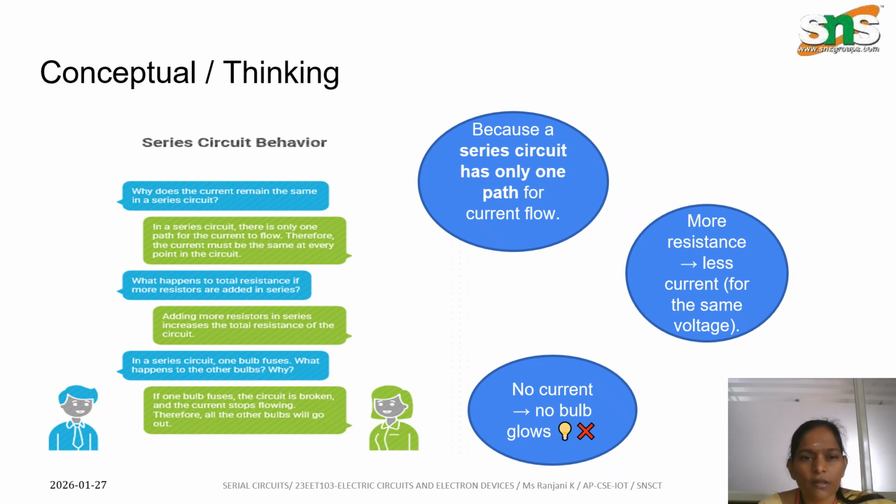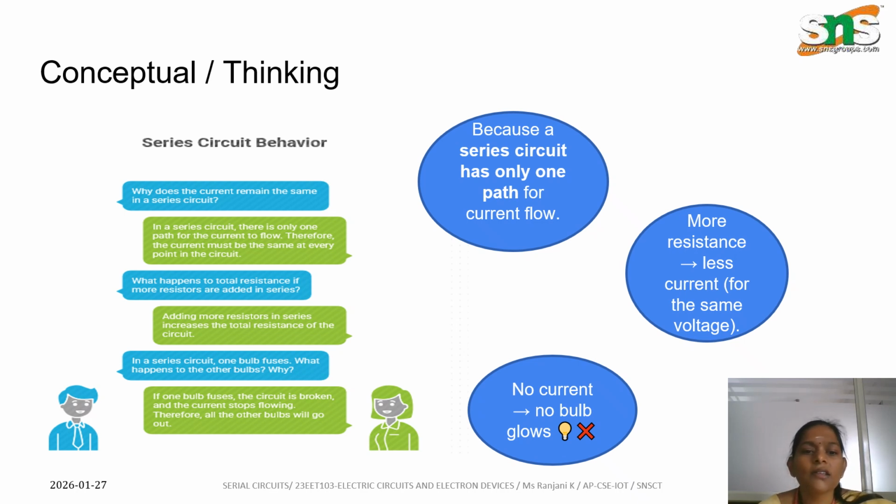Let us see some series circuit behavior. Why does the current remain the same in a series circuit? In a series circuit there is only one path of current flow, so the current must be the same at any point. So what happens to the total resistance if more resistors are added in series? Adding more resistance in series increases the total resistance in the circuit.